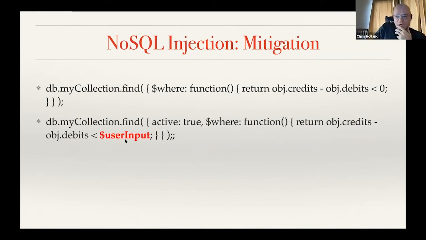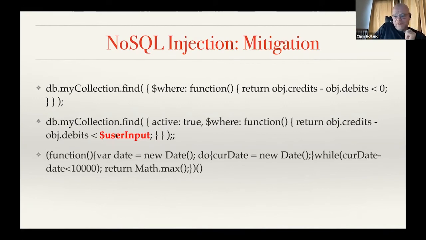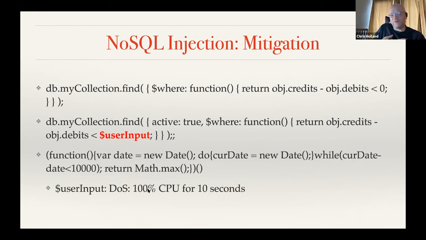Well, if somebody were to pass as the value of user input this big old value here, what that's going to do is cause a denial of service on your CPU, where your CPU will max out at 100% for 10 seconds. So that would be uncomfortable, right? And so that's one example of how people can mess with you using NoSQL injections.